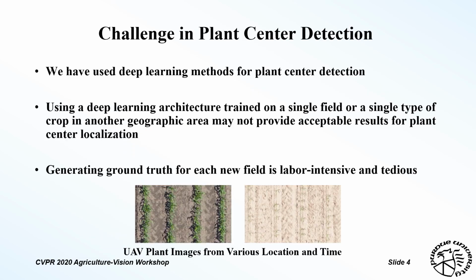We have used deep learning methods for plant center detection. The challenge is that applying a deep learning architecture fine-tuned on a single field or single type of crops in another scenario may not provide acceptable results for plant-centered localization. Generating a ground truth dataset for each new field is labor-intensive and tedious. So our purpose is to use less data to train a well-performed deep learning network.